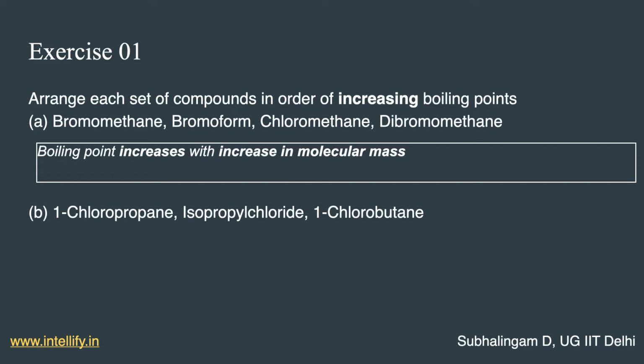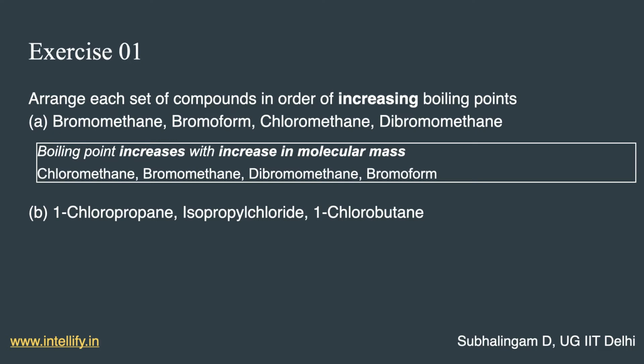So in the given set of compounds, chloromethane will have the lowest molecular mass, followed by bromomethane, then dibromomethane, and followed by bromoform. So we've got the answer over here. Chloromethane has the lowest boiling point, then bromomethane, followed by dibromomethane, and bromoform has the highest among these.